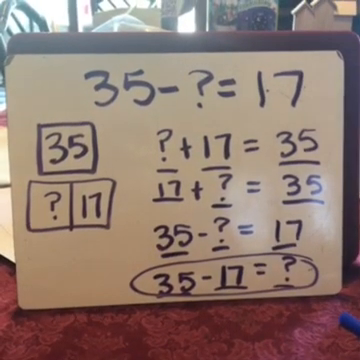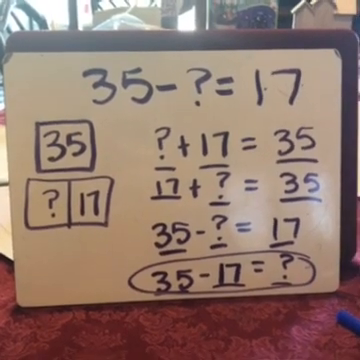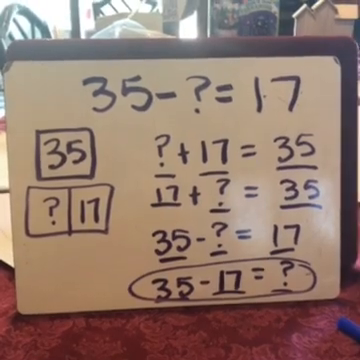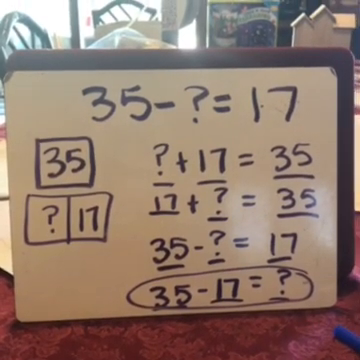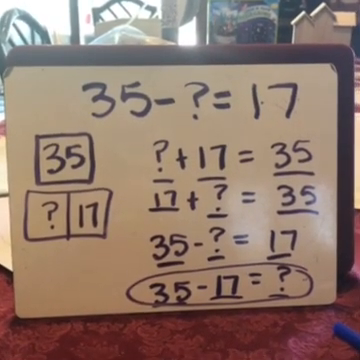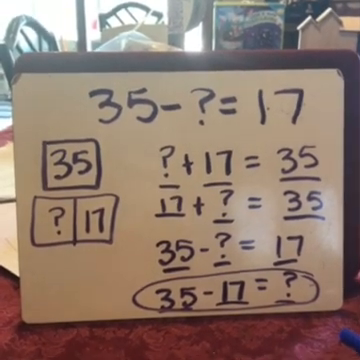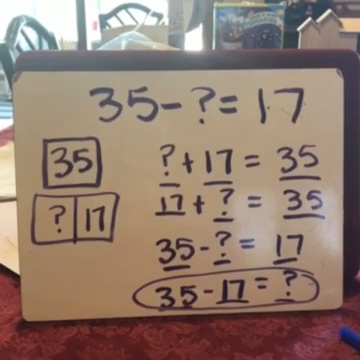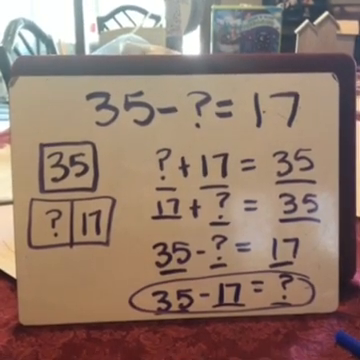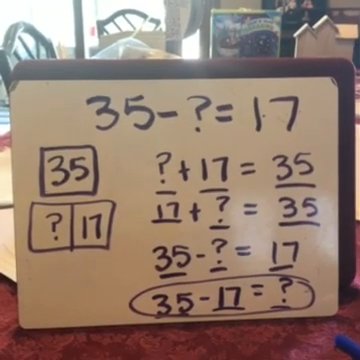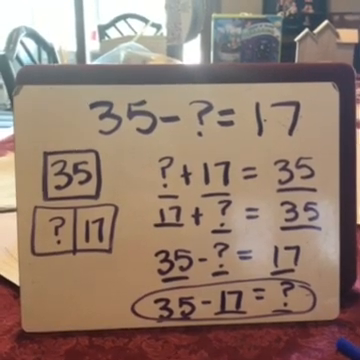So that means the answer to this equation, 35 minus mystery equals 17, is 18, because 18 was the answer that I got when I solved 35 minus 17. Remember, anytime the question mark is not at the end, think about fact families to help you get the answer. So in this case, question mark equals 18.